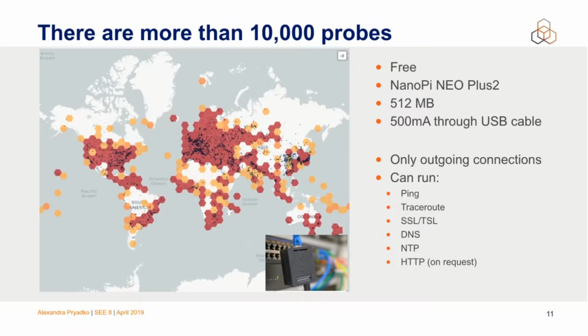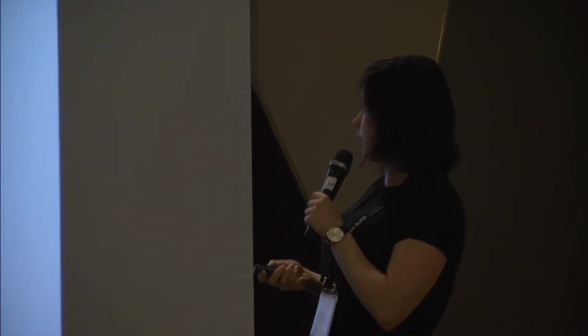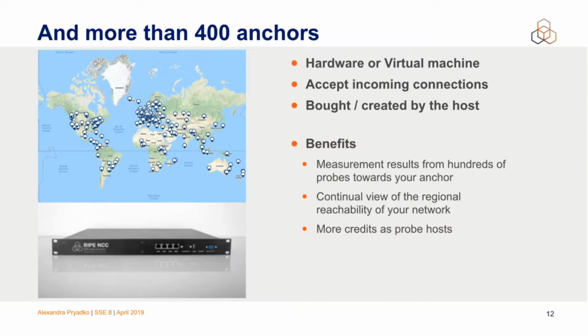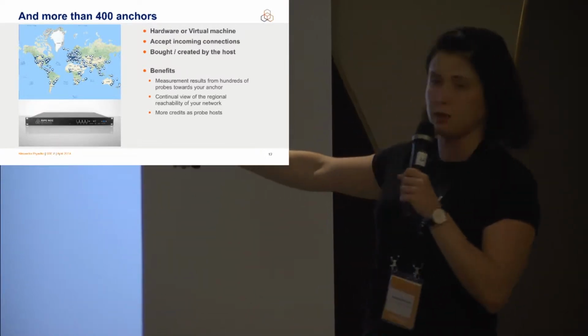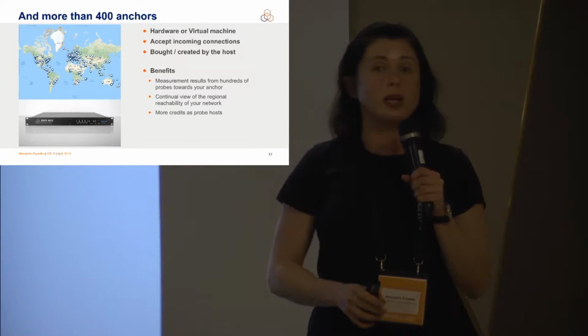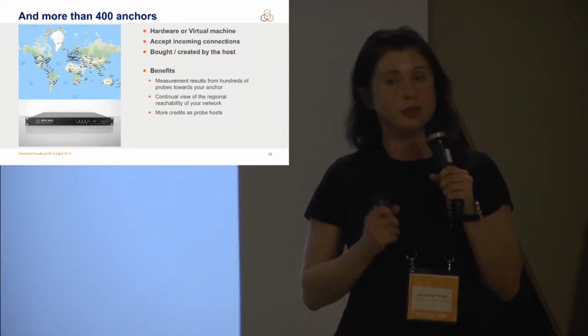But for people who want more, we have something bigger. Bigger not in terms of being physically bigger, but those devices can do more. We call them anchors. Right now, I checked this morning, we have 444 anchors connected to RIPE Atlas all over the world. And starting quite recently, we have virtual anchors. Before, it used to be real hardware, like the one in this picture, but right now you can download and use a virtual anchor.